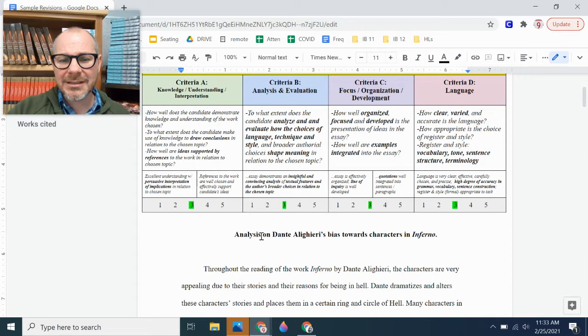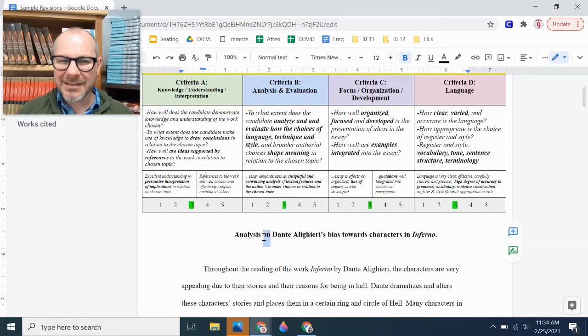So my first feedback for this title, analysis on Dante Alighieri's bias towards characters in Inferno, is that we've got some capitalization that is inconsistent, and we also have this preposition here.